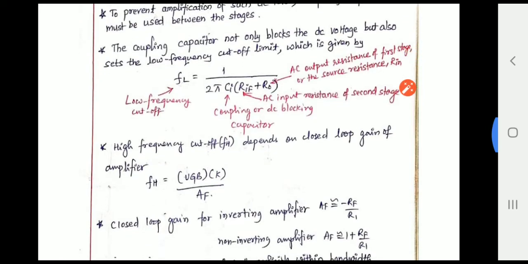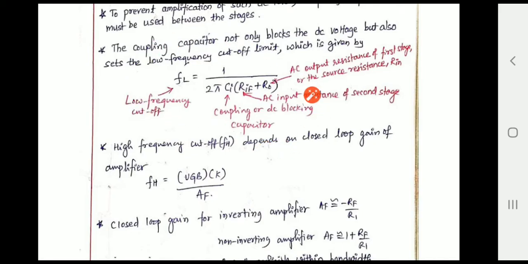The coupling capacitor not only blocks the DC voltage but also sets the low frequency cutoff limit, because when it comes to AC, it has a lower cutoff frequency and a higher cutoff frequency. The difference between the higher cutoff and lower cutoff frequency provides the bandwidth. That is the main intention of this topic. Here the lower cutoff frequency is FL equals 1 divided by 2 pi into Ci into (RiF plus R0). We already discussed this in the low frequency response in module 2, and you have derived the expression for this also.